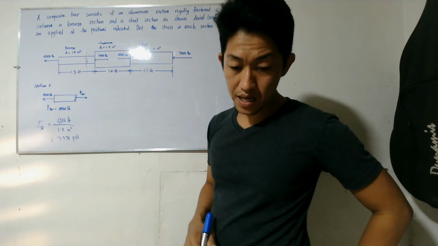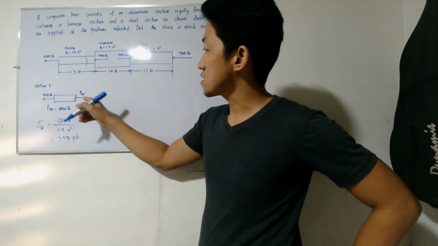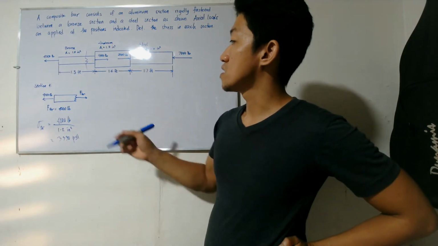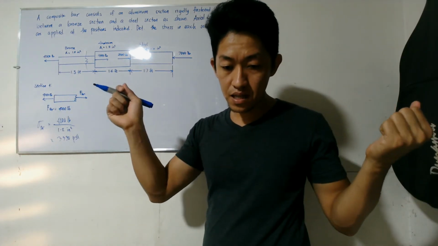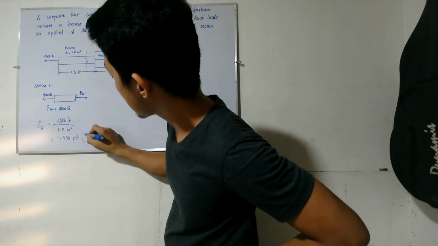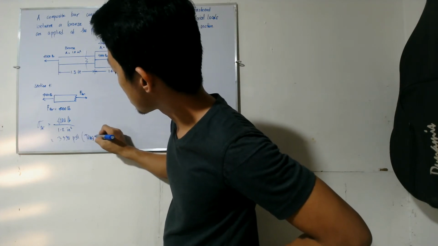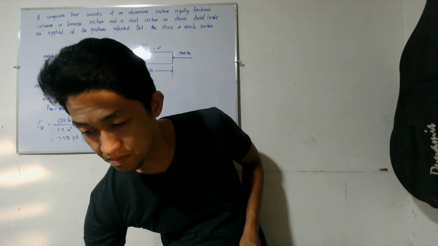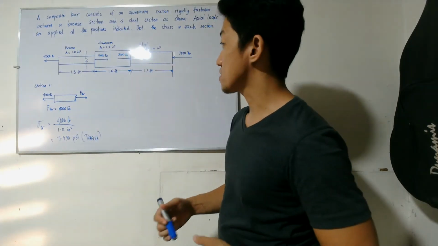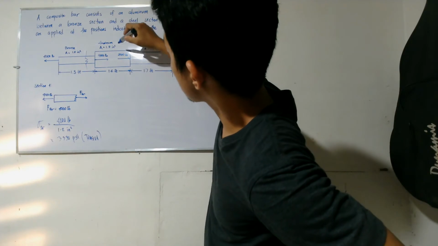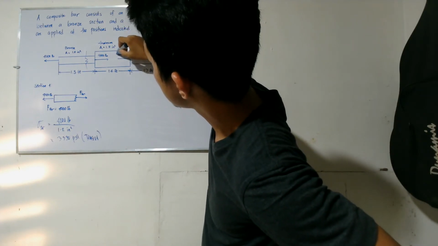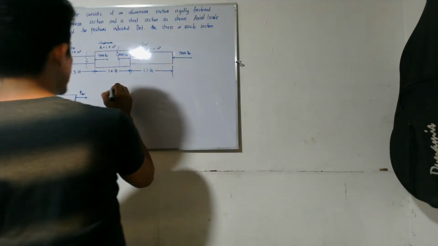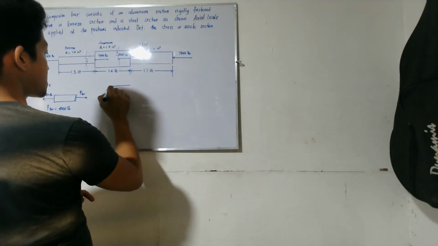3,330 PSI. So what is this type of stress? Is it tension or compression? Since it tries to elongate the bar, this is in tension. Next, we will cut a section around here. So we will have this section.